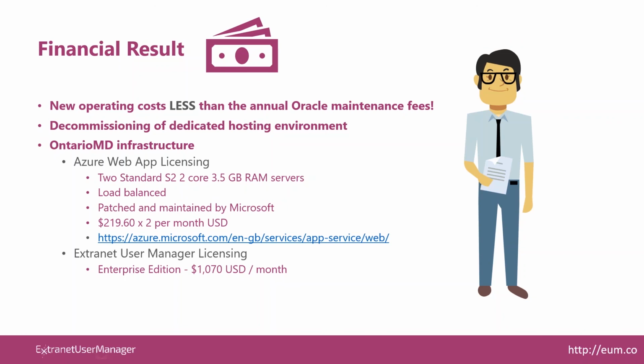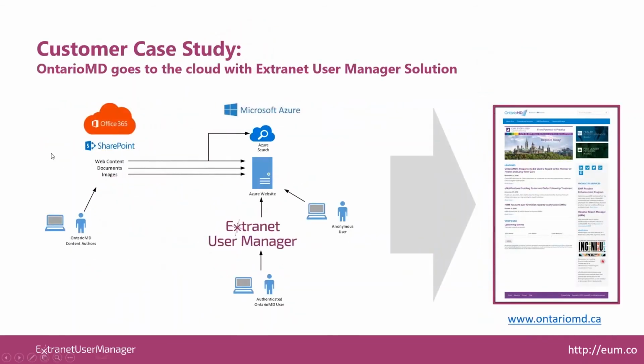And then they used a hosted version of our Extranet User Manager product as part of that as well. It's an enterprise edition because they're not just accessing the website, they have their own custom apps and SaaS applications they're doing single sign-on into as well. And the way it all hangs together is we've got our Office 365 and SharePoint on the left-hand side here, where the content authors come in to do all their content authoring, and we can use the rich workflows and approval processes in Office 365.